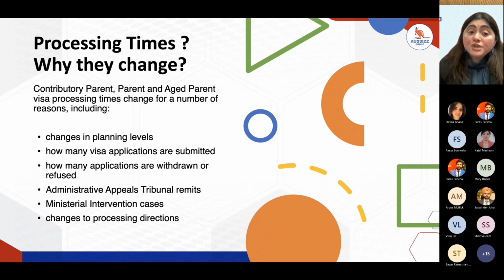Why does the processing time change? It changes with planning levels: how many visa applications are submitted, how many have been withdrawn or refused, how many have been remitted to the department, and how many have been approved. So that's the reason why it keeps changing.